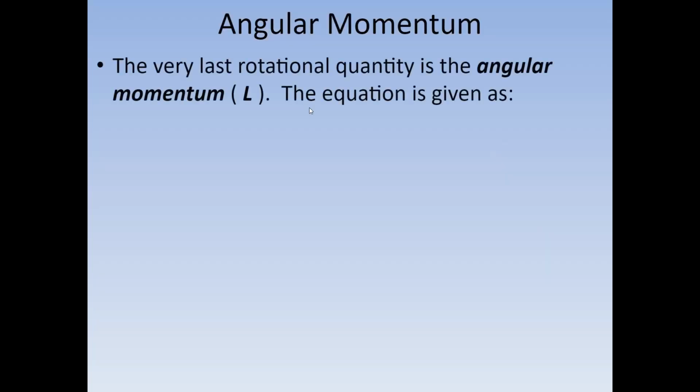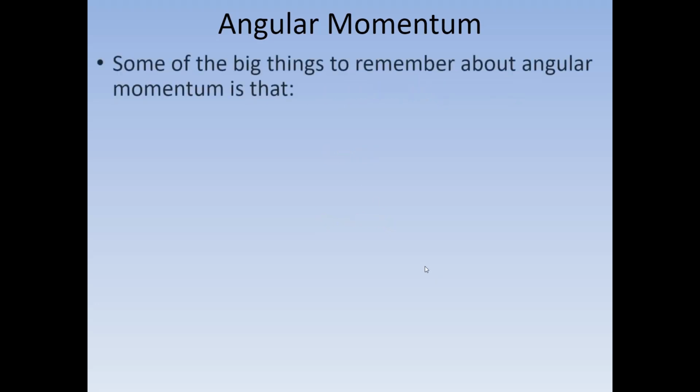So just like before, we have angular momentum, which is represented by what makes the most sense, an L, and the equation is given by I omega. Why? Because remember, the linear momentum is mv. So replace mass with I, replace v with omega, and there we go. We have our new equation. Yay! Everything else ends up being pretty much the same.